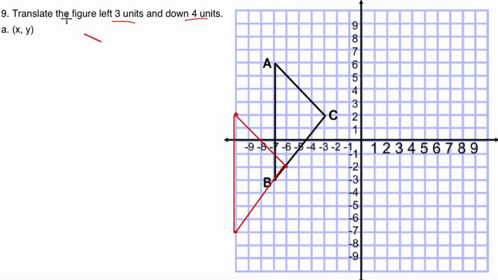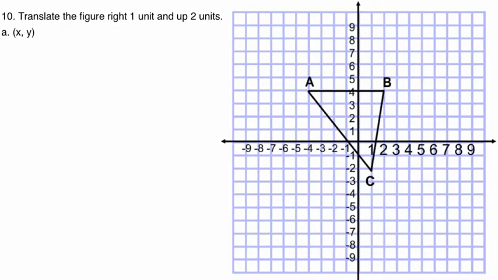Okay, my rule. Whoop, got to grab a pen this time. My rule is I'm taking the x to the left, so it's minus 3. I'm taking the y down, so that's minus 4. And we might as well do another one.